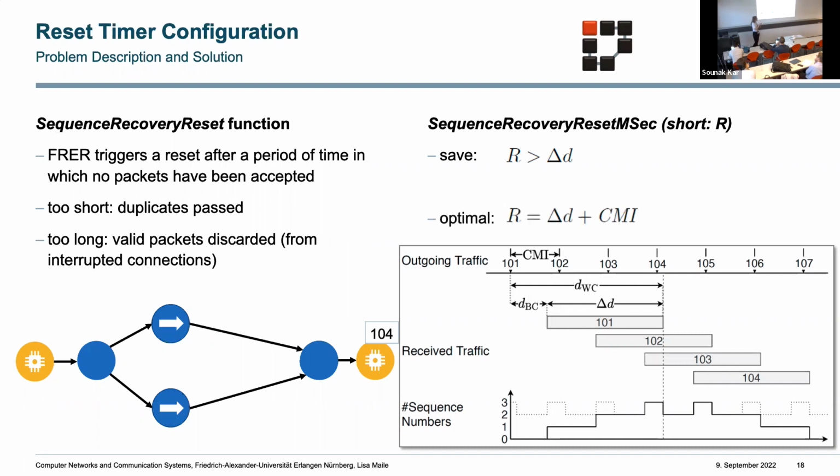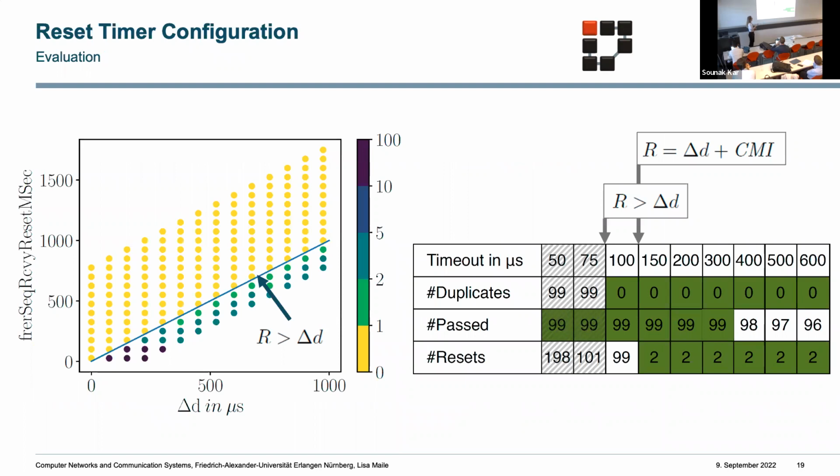But if the reception window is small and the sending interval is long, then we could reset between every sending interval, which is unnecessary. Here we have shown that for the safe configuration, we safely identify duplicates and pass all packets, but we have an unnecessary number of resets. For our optimal configuration, everything works, but if we go too high, we don't pass valid packets. So indeed, our configuration, which we came up with here, is safe.